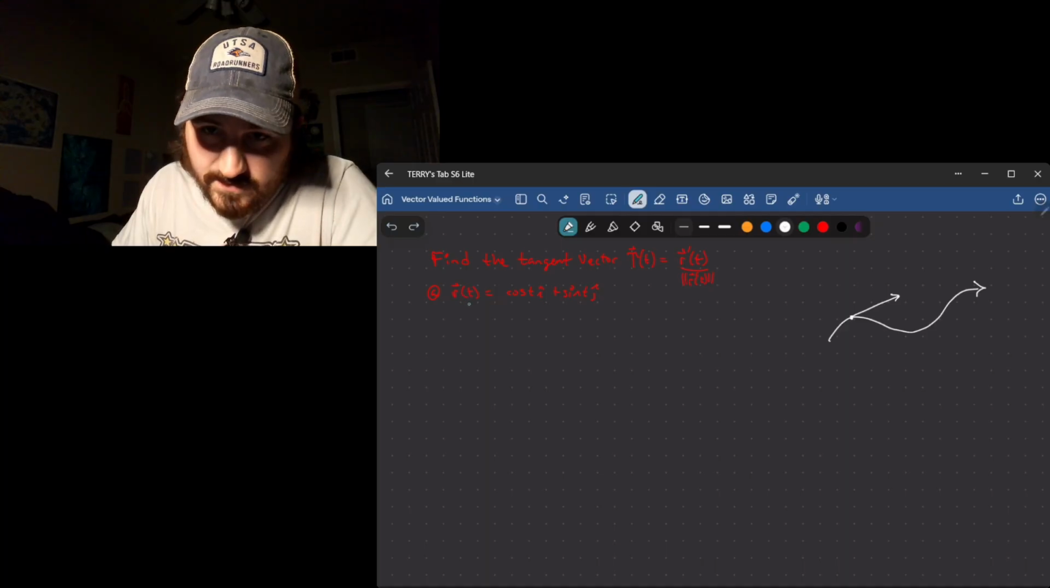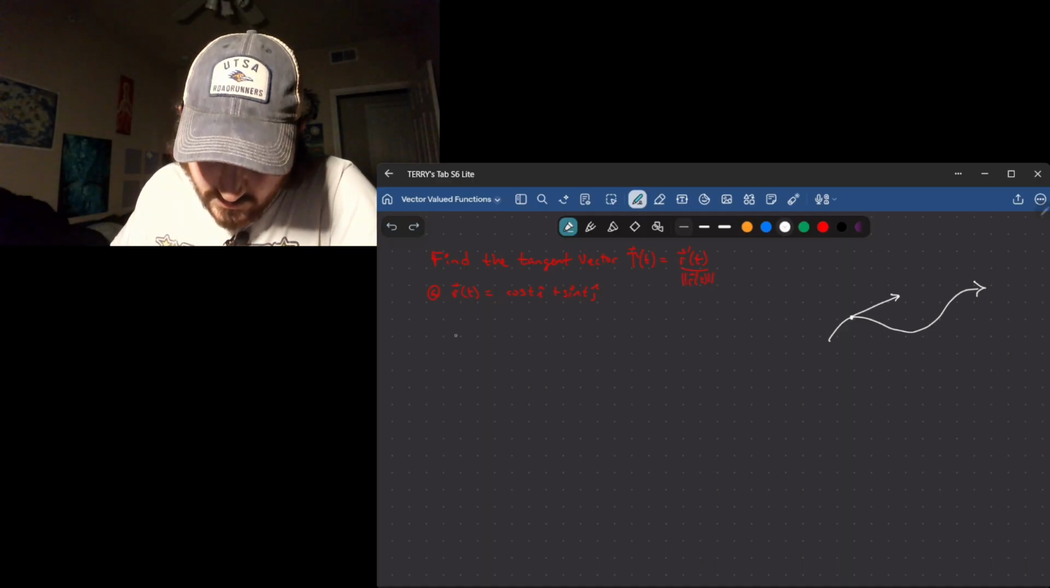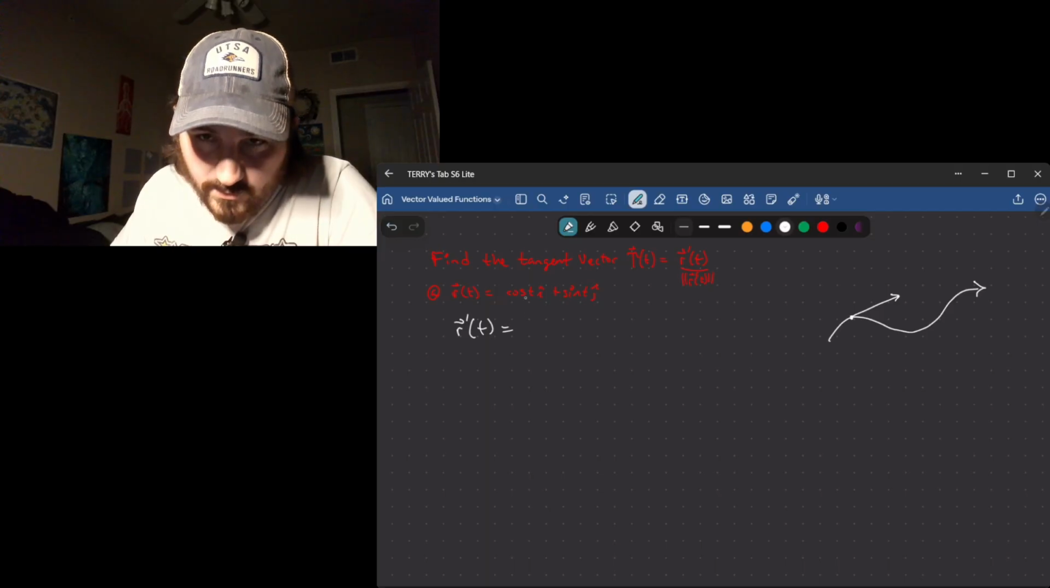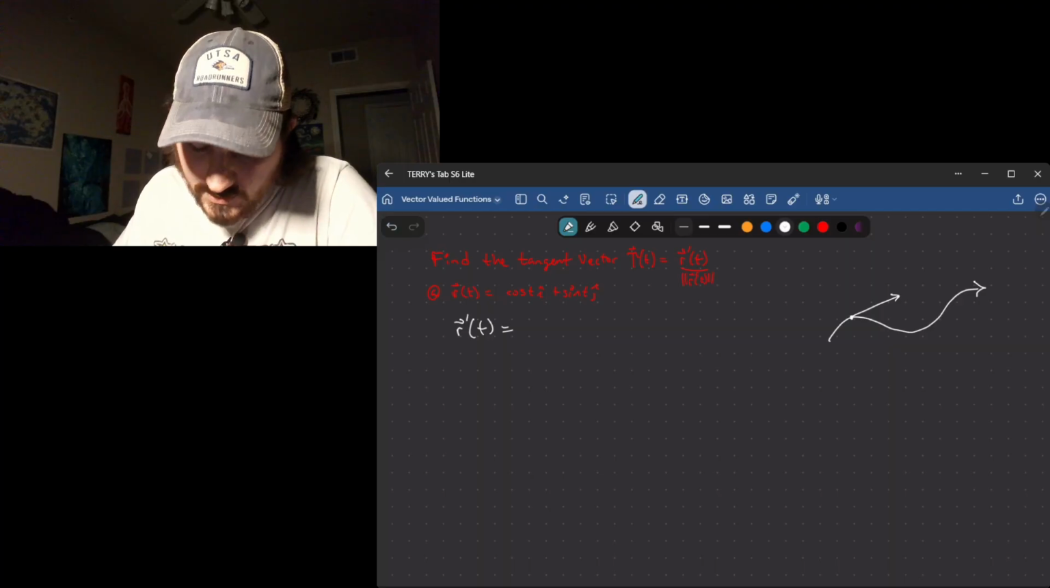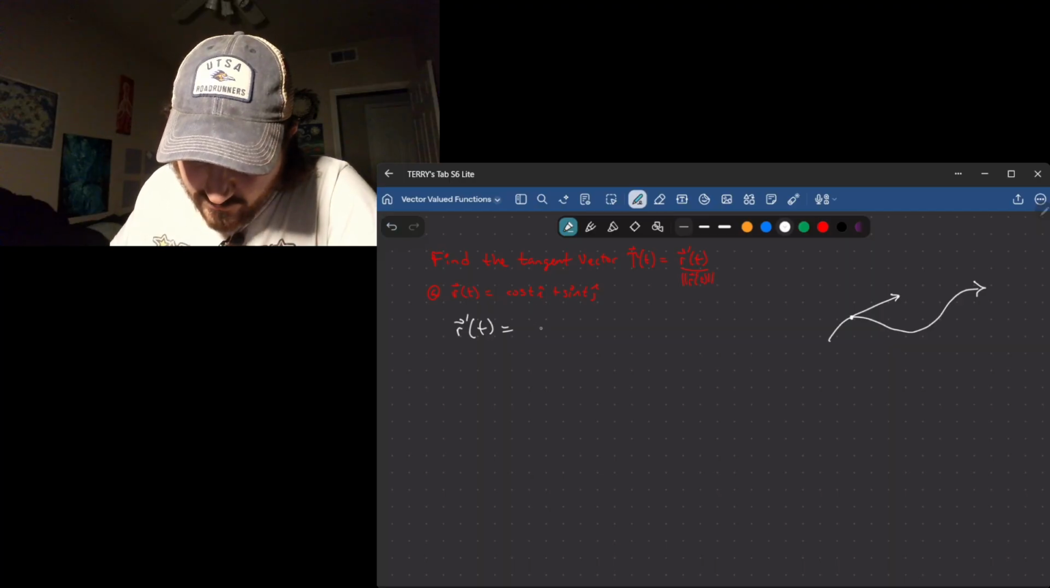So we're going to do that on this vector valued function I've already written out. So we've got r of t here, and we're going to go straight to r prime of t. Remember, we're only taking the derivative of each component in this case because we're not doing anything special. There's no product rules, nothing crazy here. So the derivative of cosine is going to be negative sine of t, and that's still i hat. That doesn't change. And the derivative of sine is positive cosine of t, and that's still j hat.